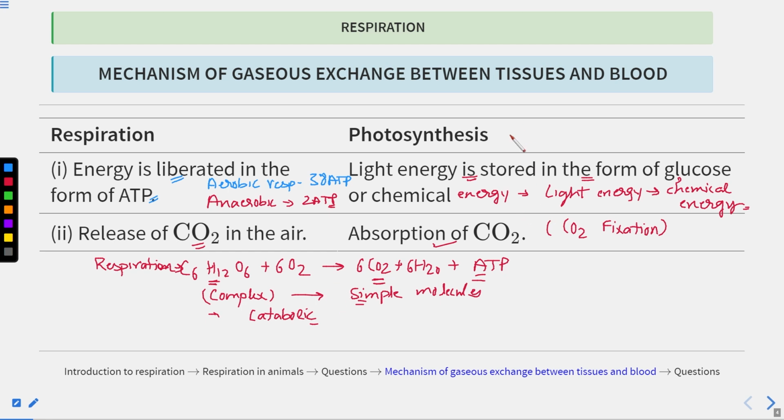Whereas if we talk about the photosynthesis, what is the reaction for photosynthesis? Carbon dioxide reacts with the water and it forms what? A glucose molecule. And apart from this, oxygen evolution takes place and water is also generated. If you balance this equation, it will be like this. Here you can see photosynthesis is an anabolic process. So this is also a difference between respiration and photosynthesis. Here the simple molecules are being converted into the complex molecule glucose.